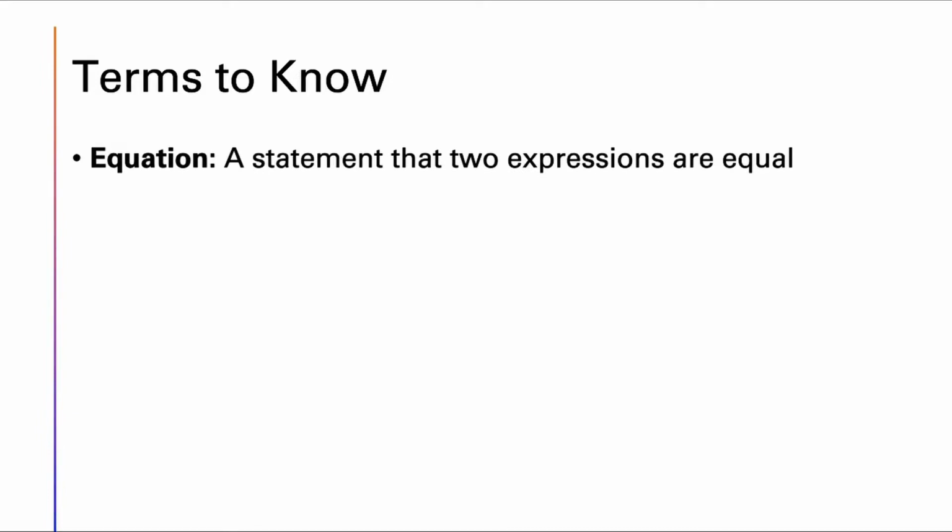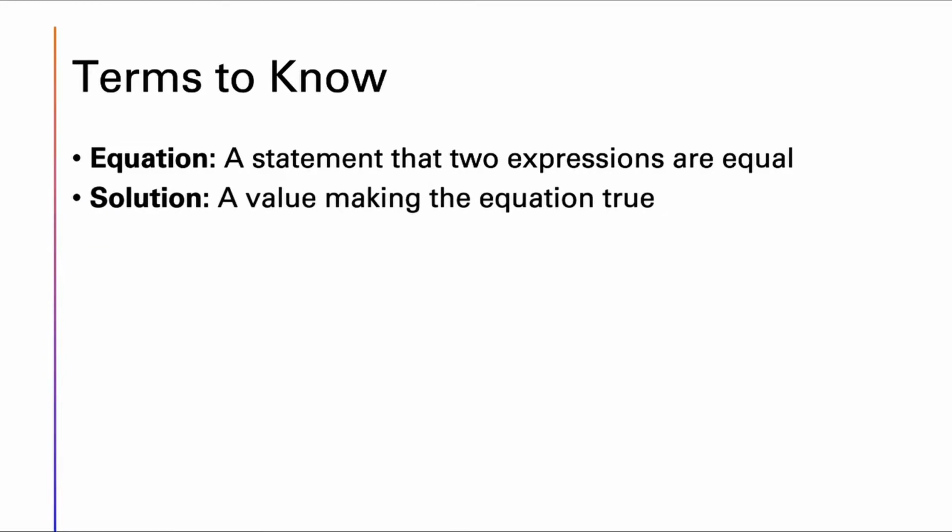Some terms to know. An equation is a statement that two expressions are equal. There's a difference between an expression and an equation. The difference is that expressions don't have an equal sign, whereas equations do. Well, of course, right? Because equation sounds like equal sign. A solution is a value that makes the equation true. There can be multiple solutions to an equation, as will be seen in future videos.